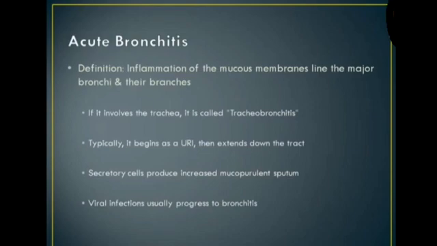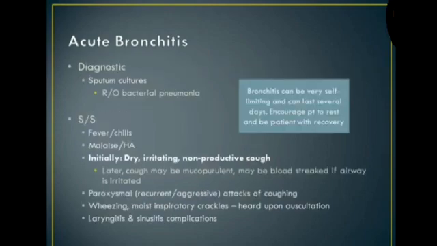Usually it begins as some other form of an upper respiratory infection, but it eventually extends all the way down the respiratory tract and infects all throughout the lungs as well. The secretory cells that produce mucus basically become super inflamed and just overproduce so much mucus, and so that's what starts irritating and causes that chronic cough during acute bronchitis. The viral infections usually progress into the bronchitis.